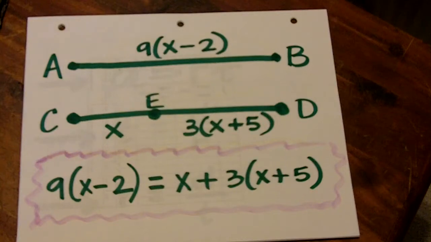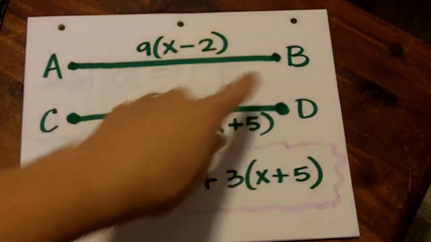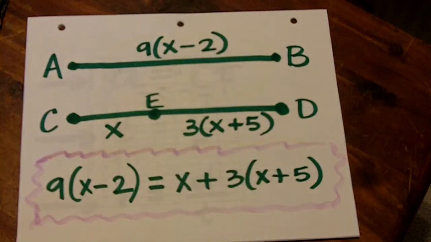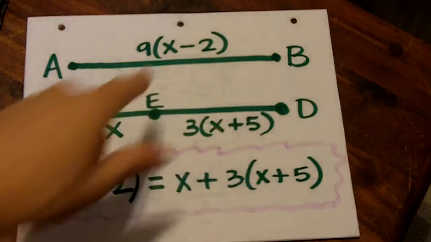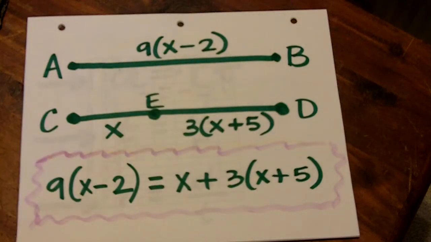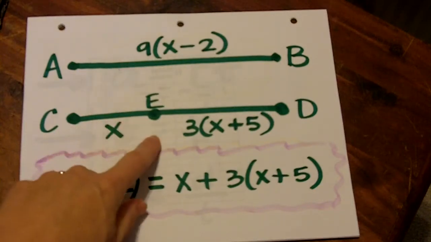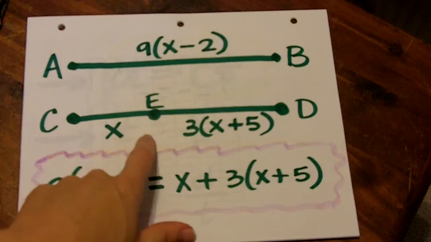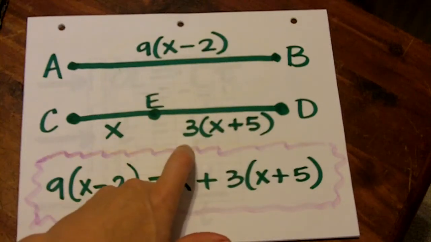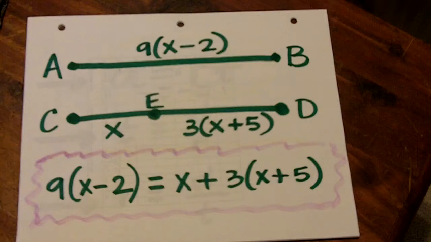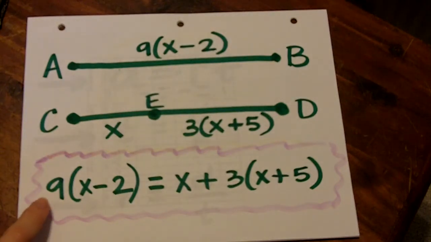This would be an example of a problem that you had when you did Lesson 6. You see that you have two line segments, AB and CD, and they are the same length. Then you were given a value for AB, saying that AB is equal to 9 times the quantity of x minus 2. You also see that CE has a value of x, while ED has a value of 3 times x plus 5. These line segments are not necessarily drawn to scale, just my little disclaimer.